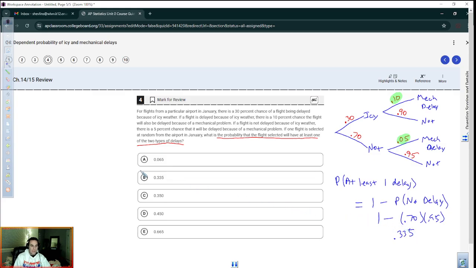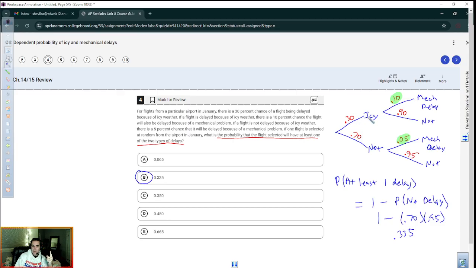So it looks like the answer is B. I always like to see what answers they have here. They have the one before you subtracted is there. Oh, there's only one way of no delay, because you need no delay on the first branch and then no delay on the second branch. If you look at all the other branches, they have at least one delay.